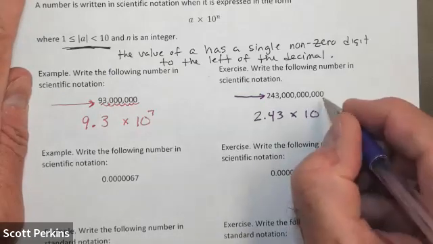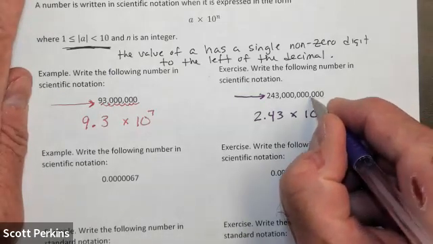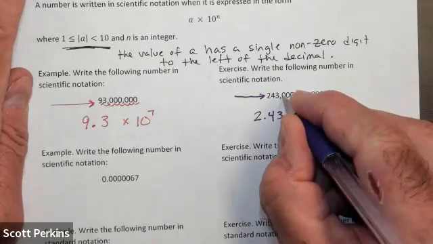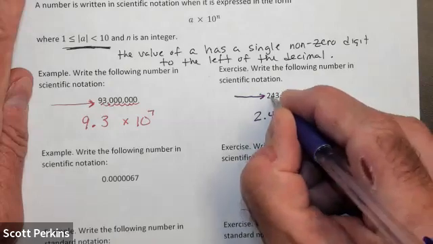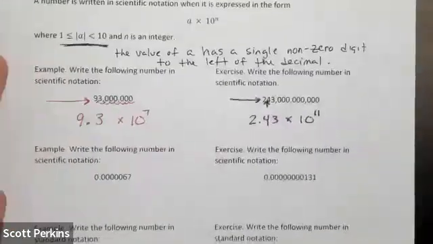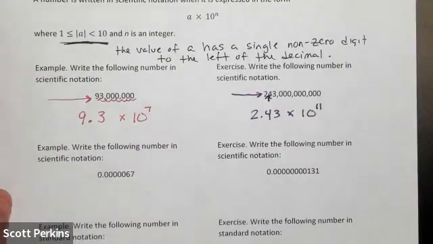So let's see. How many spaces is that? Yes, 11. So it's 3 here, 6 more, 9, and then 10, 11 to get the decimal behind the 2. So 10 to the 11th power. We okay so far? All right, next one.